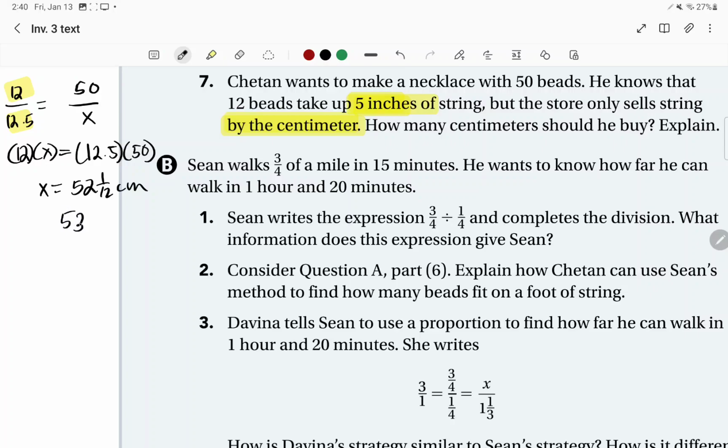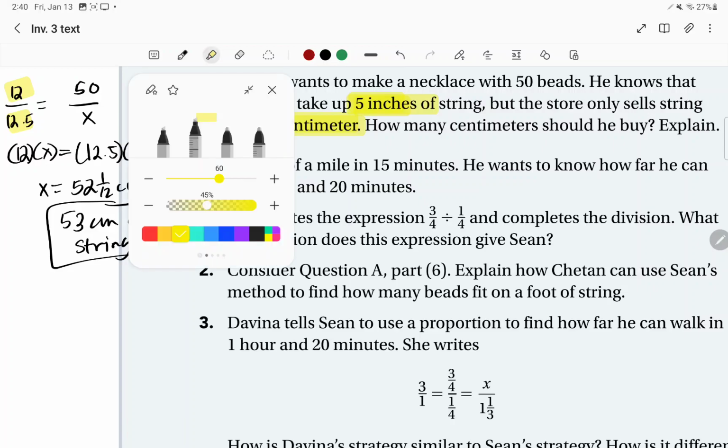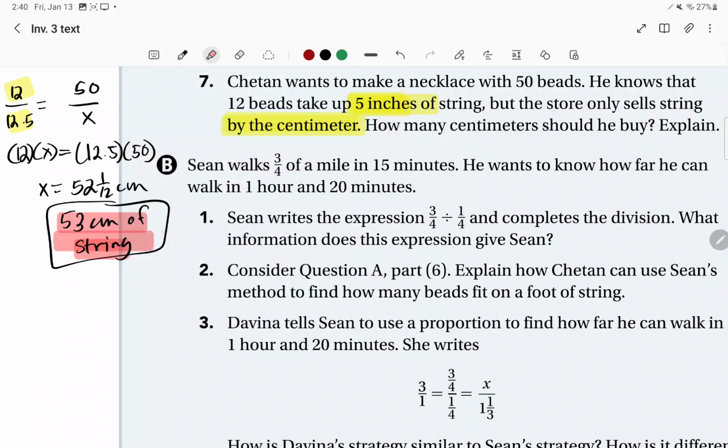So he's going to need 53 centimeters of string, because they sell it by the centimeter. That's how much you're going to have to purchase for this particular project. That would be our final answer there.